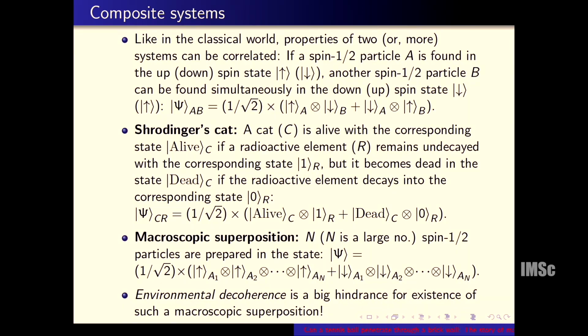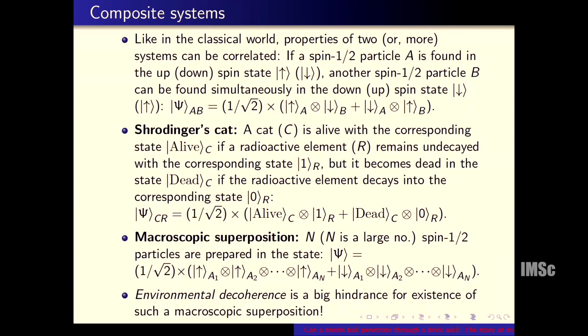Now quantum systems, like classical systems, can also be correlated, okay, right. So for example, you can have a spin half particle A, which is found in the up state, correlated with another spin half particle B, which is found in the down state, and vice versa.